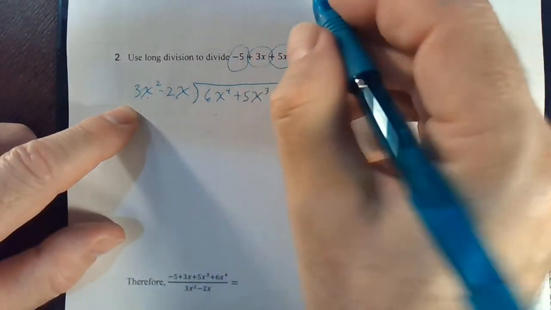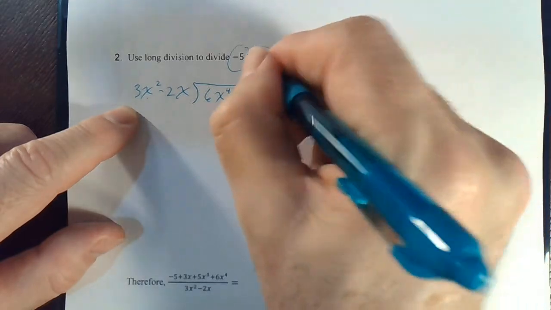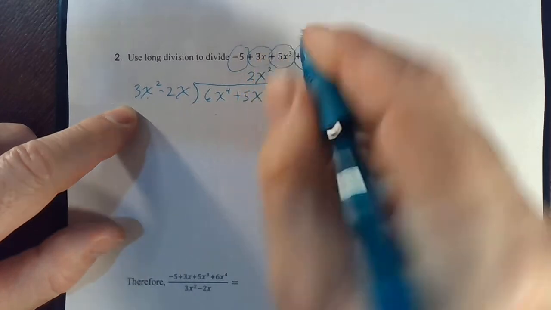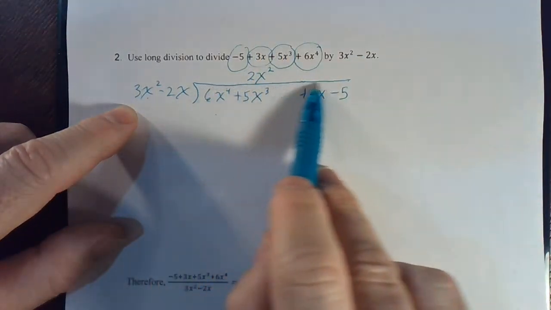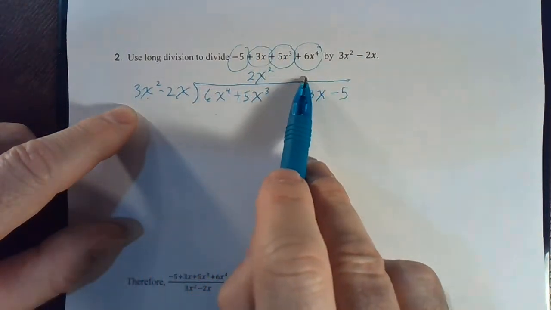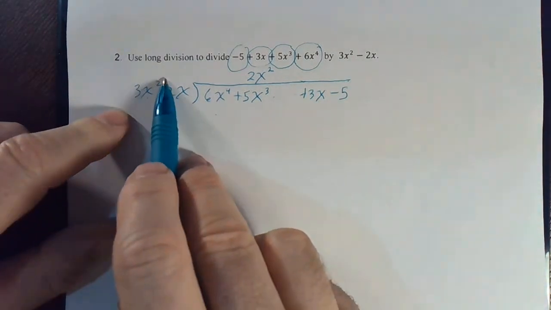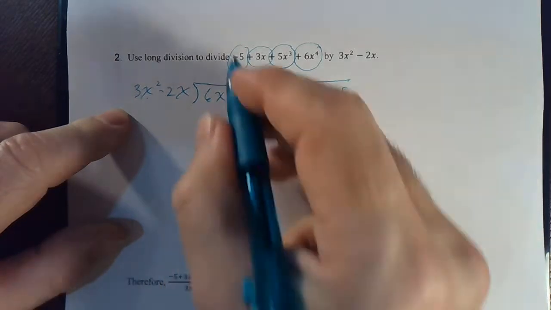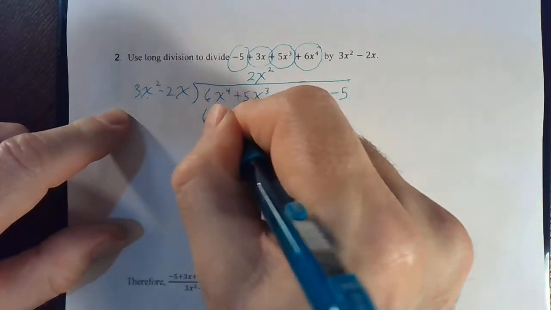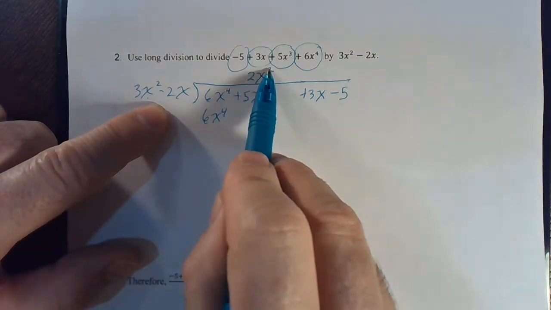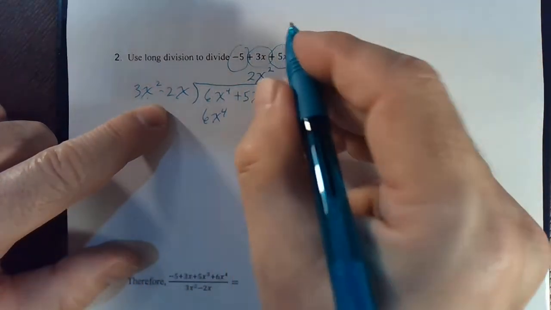And I'll go ahead and write it here. It's not that important about where I place this, as long as we keep them going in the correct order. All right, so 3x squared times 2x squared is 6x to the 4th, minus 2x times 2x squared would be minus 4x to the third.